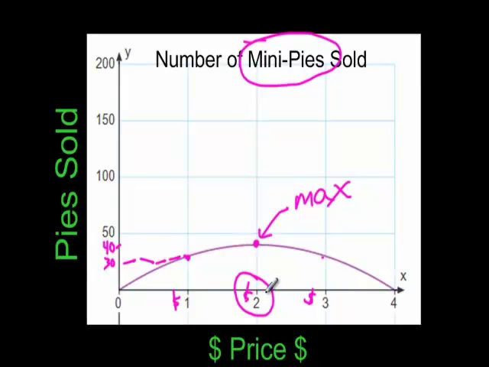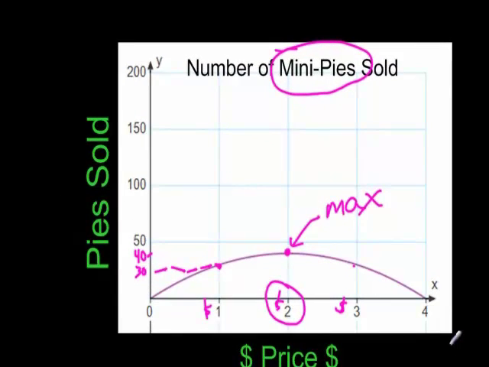This is called market research. People that sell things have to do this because they want to get the most money. Unfortunately, that's the way our society works. People are trying to make money all the time. And so graphs like this, like the parabola, really help them figure out what's the best deal going. So are you convinced that parabolas are somewhat important?